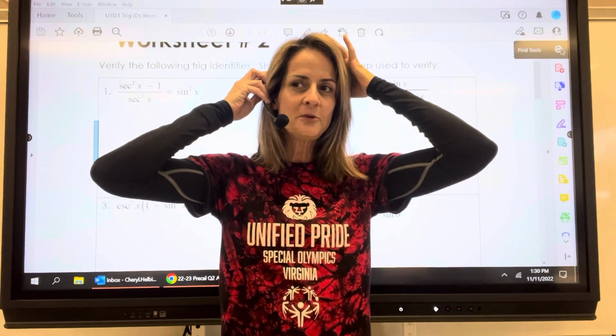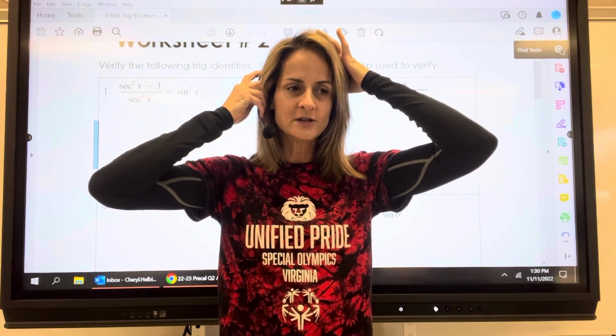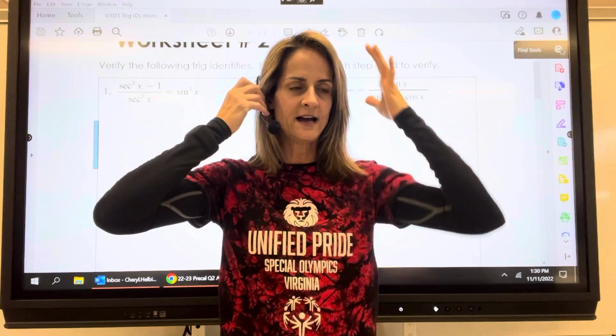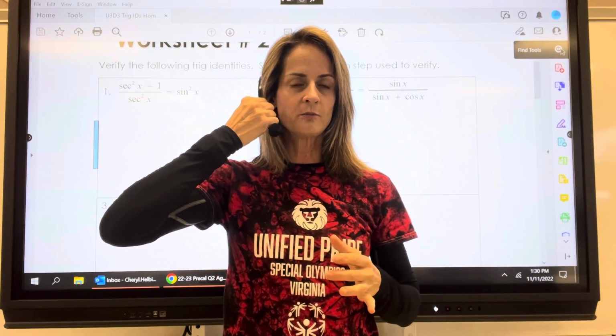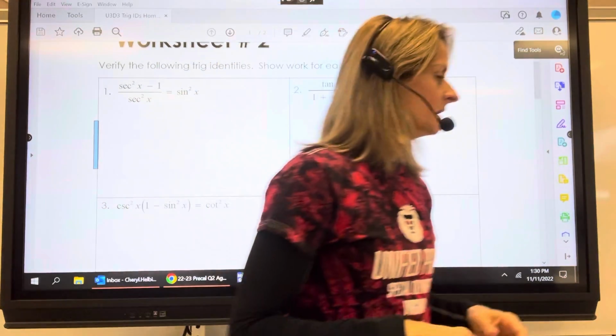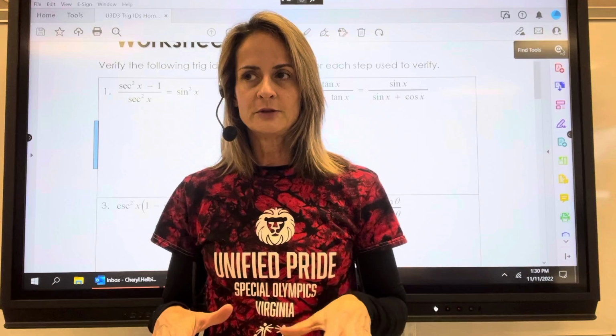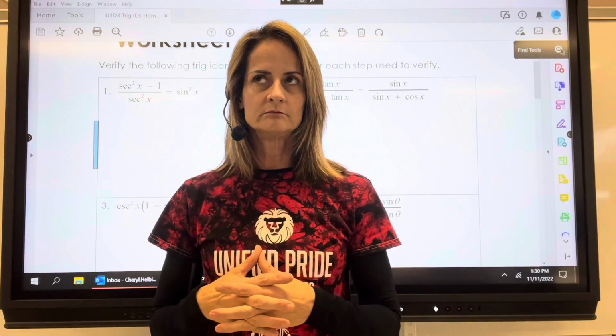Today we're going to do some more trig identities, and we're going to start with the worksheet that is hopefully attached. We're going to go from problem 1 to problem number 3. So these are just like last class, but they're just a little bit more complicated. Some of them are pretty tough, and some of them have lots of steps.